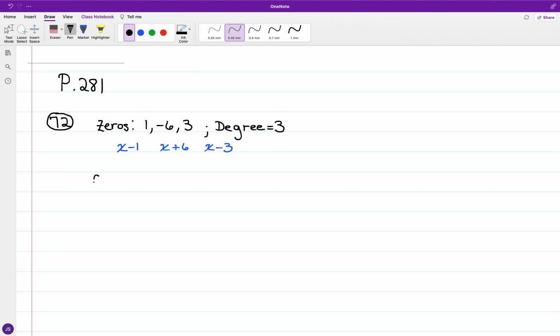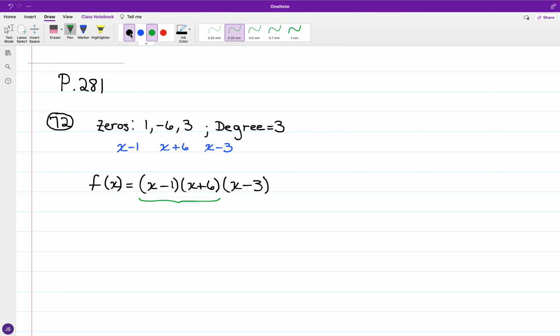Now for the factored form, we have x minus 1, again corresponding to 1, and then we have the quantity x plus 6, again referencing the zero value of negative 6, and corresponding to the zero value of 3, we have x minus 3. So this is a factored form.